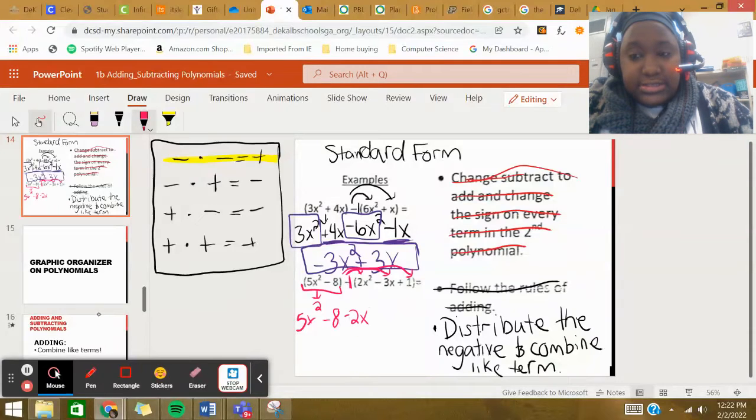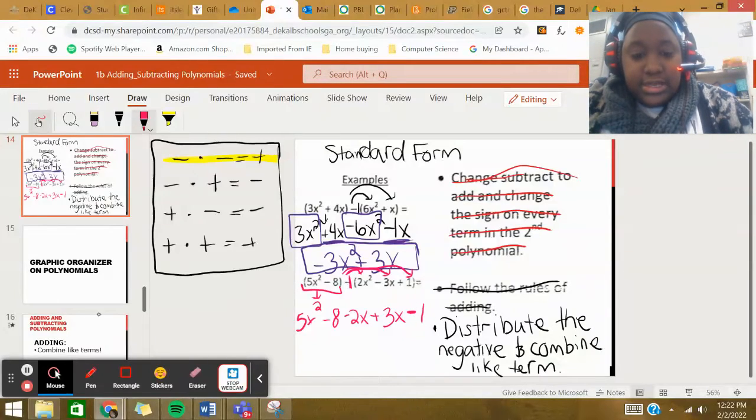A negative 1 times a negative 3. Remember, two negatives together give you a positive. So a negative times a negative makes this a positive 3x. And then finally, we have a negative times a positive, which will give me a negative again. And this is negative 1 times a positive 1, which will give me a negative 1.